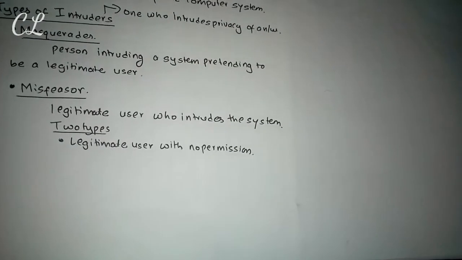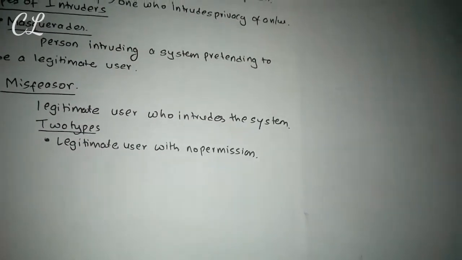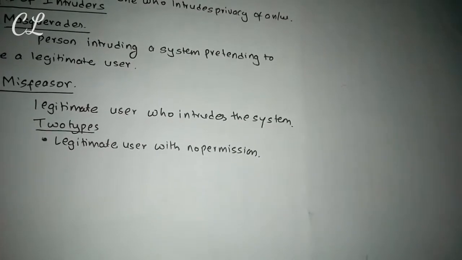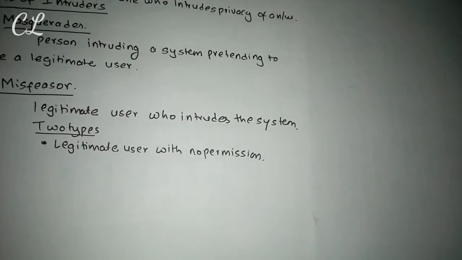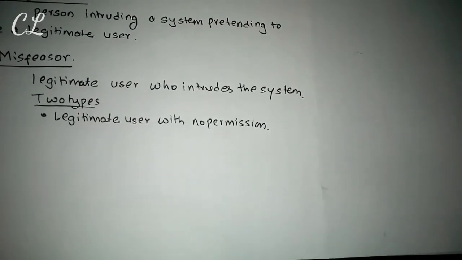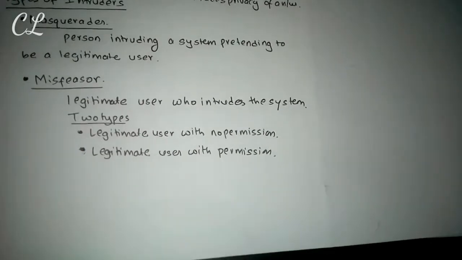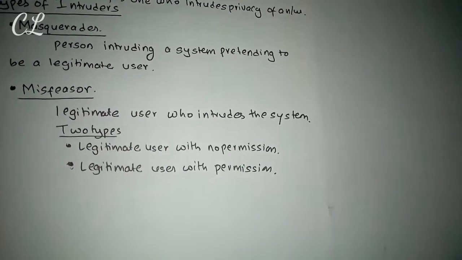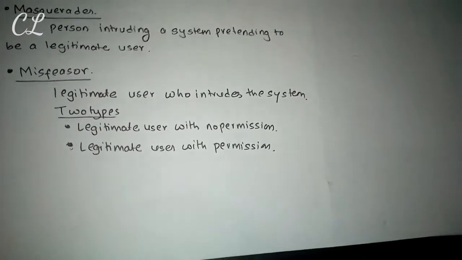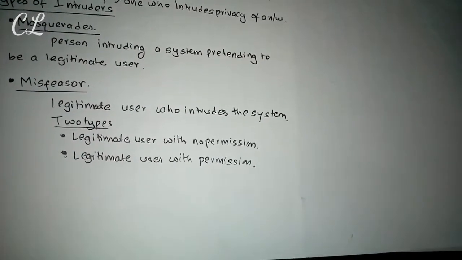This person accesses the data of the files in which this person has no permission to access the data. But keep in mind, this person is a legitimate user with no permission to access a certain file, but he or she uses that file. The other is a legitimate user with permission. This kind of misfeasor misuses his or her privileges and intrudes on the data of the files.